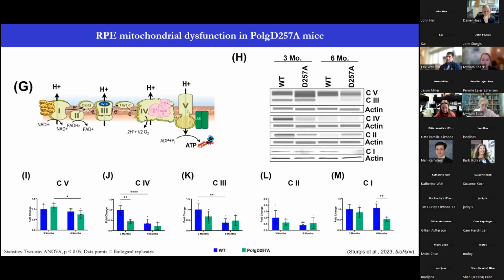And then again, looking at the OXPHOS proteins, now in the RPE protein lysate, we saw a significant decrease again in the 3 month old complex 4 expression in the D257A, and also a significant decrease again in just aging alone with complex 4. Complex 3, we saw a significant decrease with aging in the wild type, as well as complex 5 with aging in the D257A. But again, we saw a significant decrease at the 6 month time point only this time, not in the 3 and 6 month of complex 1 expression.